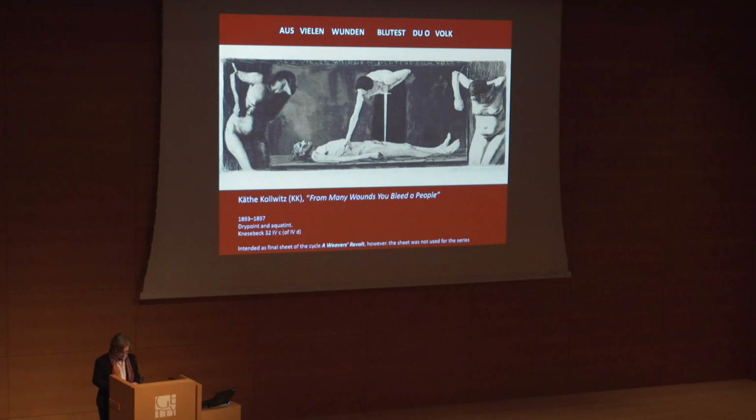Kollwitz originally planned for this final sheet to look like this, and its title in the top center of the sheet already attributed it to a more scholarly interpretation. It reads, "From many wounds you bleed, O people."